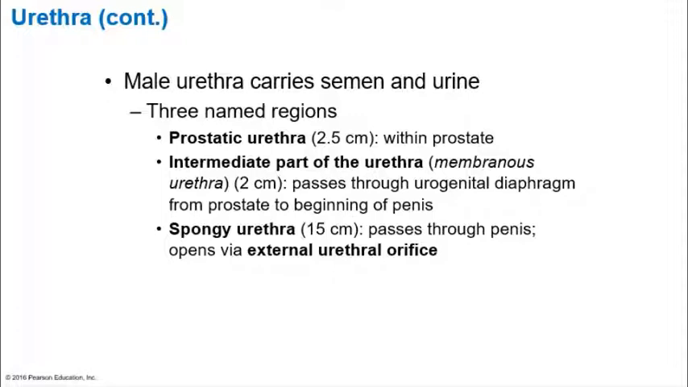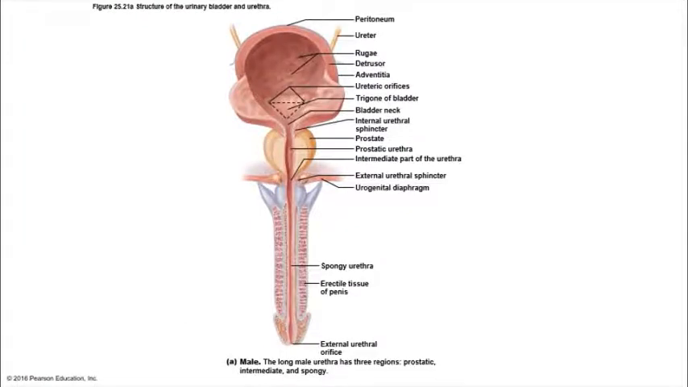So in males, when we look at the urethra, we have to break it up because it's so long. I want you to know the 3 parts of the urethra in males. There's the prostatic urethra, the intermediate urethra, sometimes called the membranous urethra, and the spongy urethra. That's the order of flow for urine when you're going through the urethra in males. And it kind of makes sense when you look at a picture like this one here. Remember, it's just the order of flow of urine.